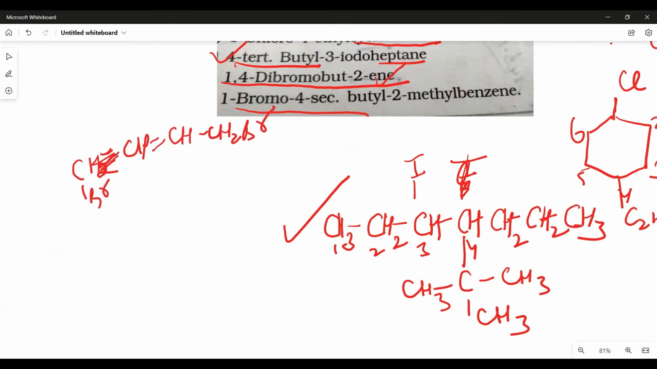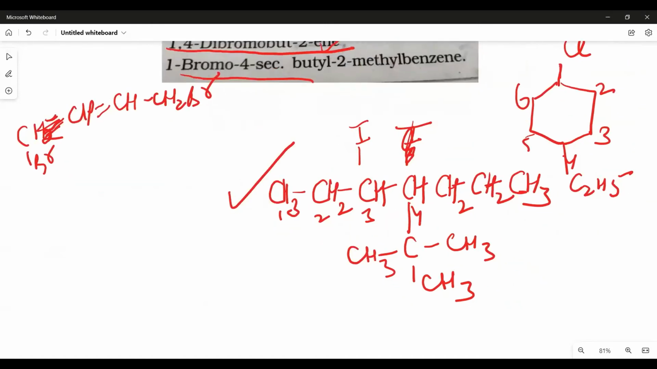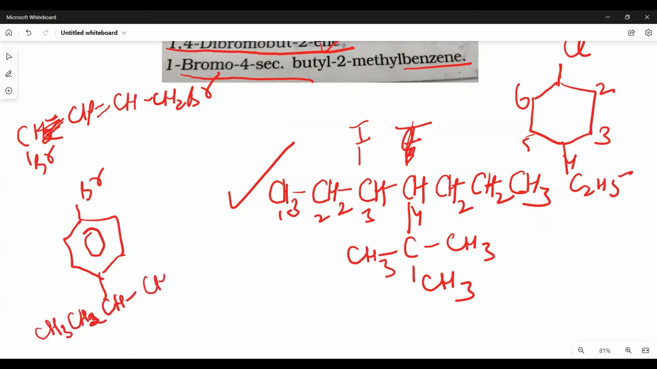1-bromo-4-secondary butyl-2-methylbenzene. That means we have to draw the benzene first. We drew this benzene. Now, on the first position Br, on the fourth position secondary butyl. Which was the secondary butyl group? CH3, CH2, CH, and then CH3. That is the secondary butyl group, and 2-methylbenzene.